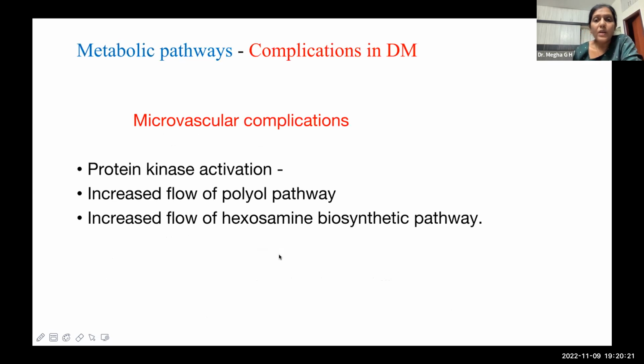So we all know the complications of diabetes mellitus with progressive hyperglycemia. There could be microvascular or macrovascular complications. The microvascular complications are because of protein kinase C activation, increased flow through the polyol pathway, and increased flow through the hexosamine biosynthetic pathway.